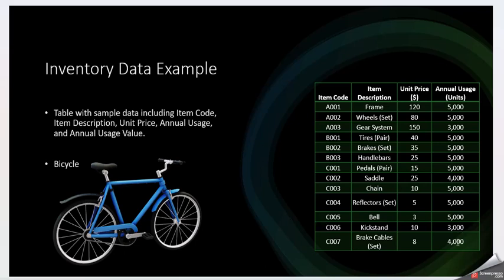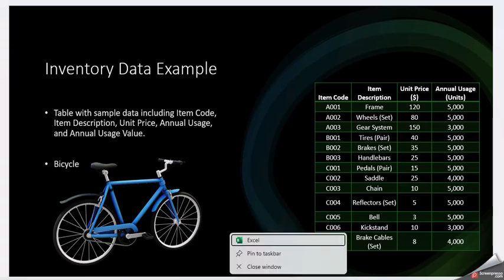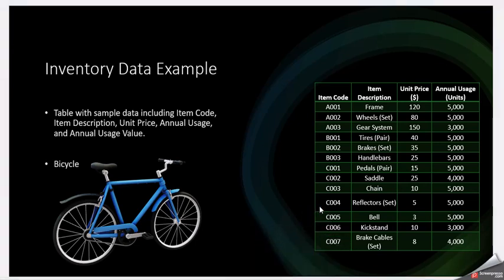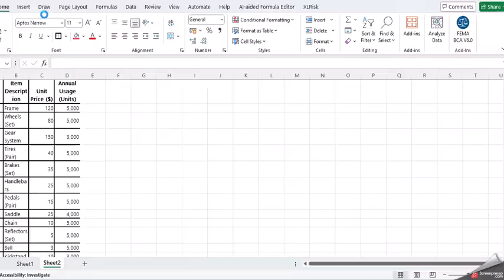Similarly kickstands and other things. This is just very basic, random data, so don't go by the data accuracy. It's just an example, but I'll show you the method of how you can use this data to make your decisions. I'll take you through the Excel now.